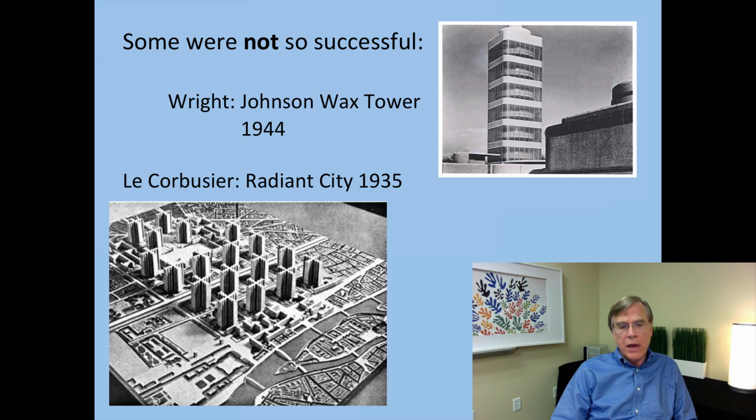Le Corbusier designed what he called the Radiant City of 1935. This is essentially an urban renewal project for downtown Paris. It would have been a disaster had it been built. Fortunately, it was not. But he was trying to deal with a real problem. That area was a slum. It was ridden with disease, rats.